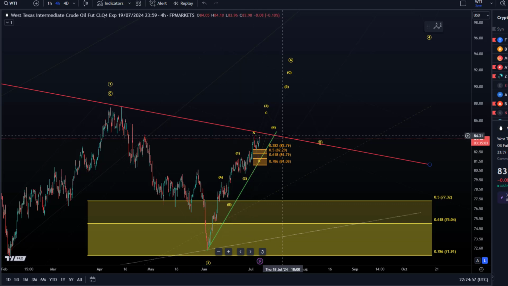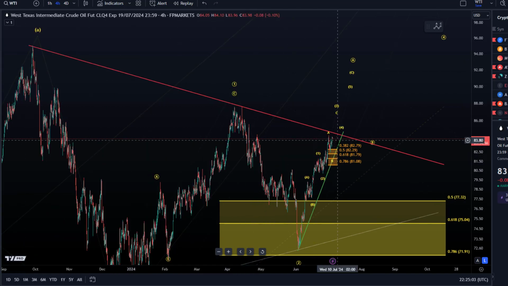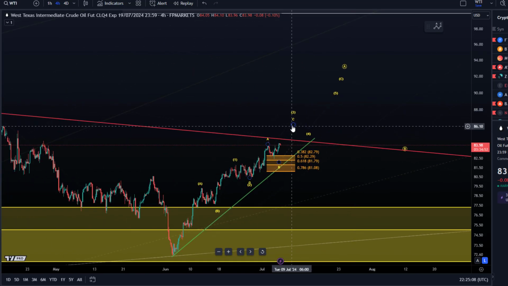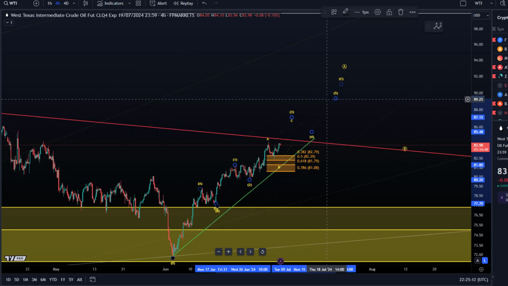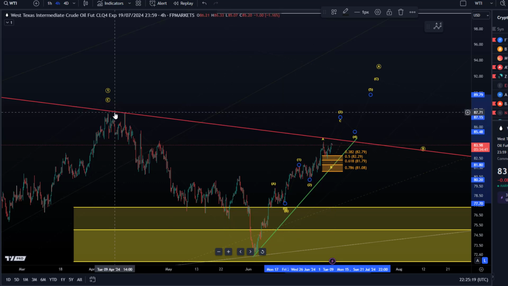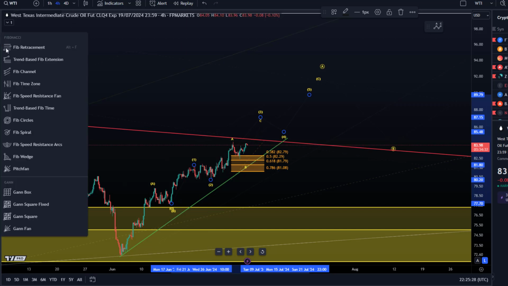This here is now expected to provide resistance, so ideally, we push above this trend line, and then there's still more space because in my view, that third wave here still needs to continue and complete. Then we should still see another 4-5 pattern. And obviously, next structural resistance after the trend line is around $87.70, $87.50.